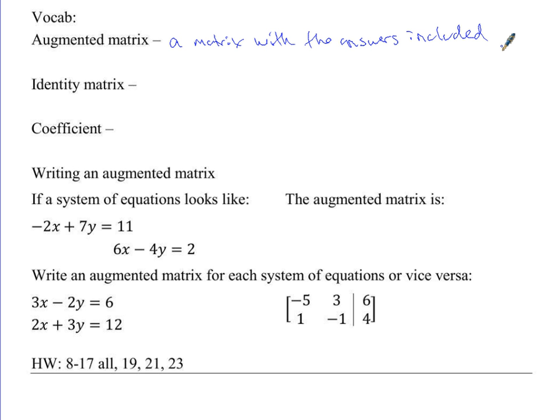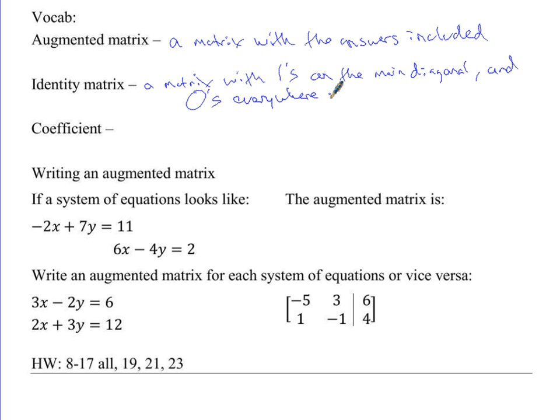An identity matrix is a matrix with ones on the main diagonal and zeros everywhere else. I'll give you a picture of that. I'll give you an example.